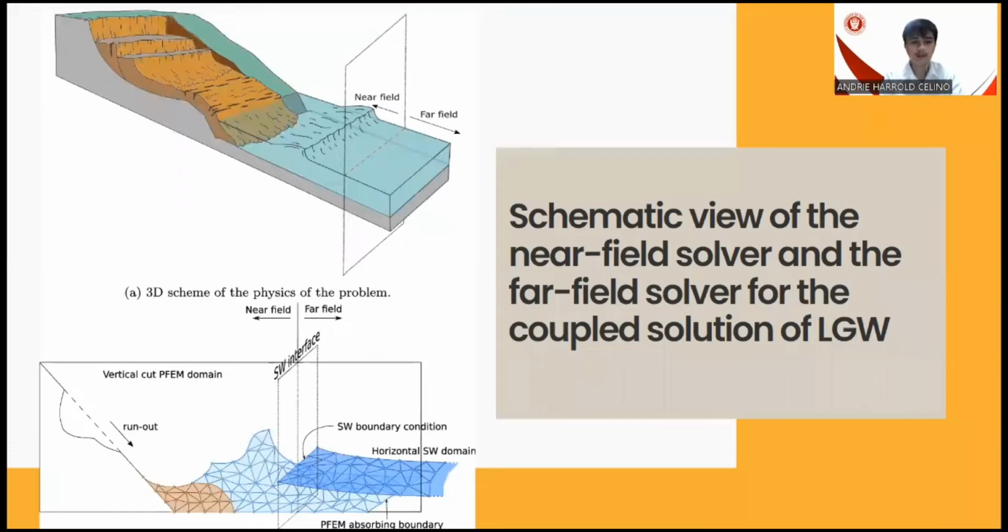Thank you, Mr. Arquines. Now, for the methods of the study, Figure 1 shows the full view of the near-field solver and the far-field solver for the study of the coupled solution of the landslide-generated waves. Based on the figure, as the landslide occurs and makes its first contact with water, given its mean velocity and velocity at a specific depth, it generates a big wave that dissipates as it reaches the shallow water boundary. Moreover, the generated wave was completely absorbed by the PFM boundary.